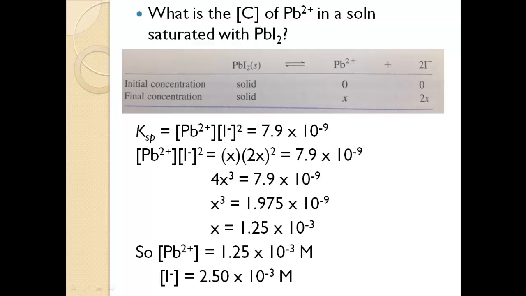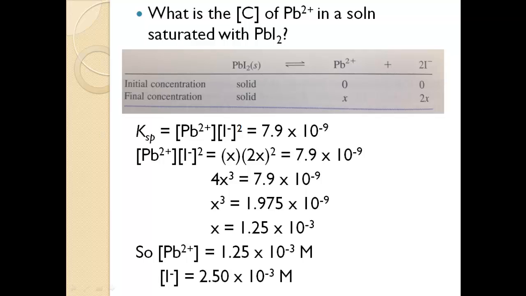Now you write your Ksp equation. We already saw it. It was lead 2+ times iodide, but with that superscript, because there's 2 of them. All right, so that equals 7.9 times 10 to the negative 9. So now I'm going to make my general equation to try to solve for X. So my lead is X, and then my iodide is 2X squared.